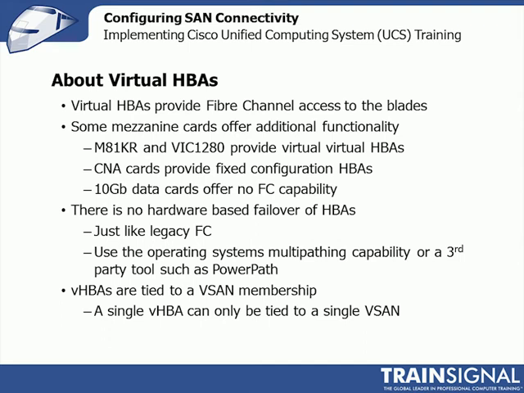So when I create a virtual HBA, I give it membership to a single VSAN. It can't be in more than one. And we'll see that. If you need to have a blade belong to multiple VSANs, then you're really going to have to do an M81KR or a VIC and do multiple vHBAs, each belonging to one of the VSANs.